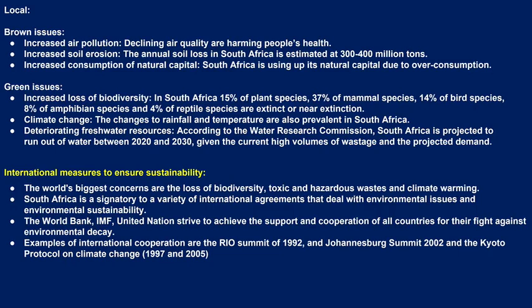International measures to ensure sustainability. The world's biggest concerns are the loss of biodiversity, toxic and hazardous waste, and climate warming. South Africa is a signatory to a variety of international agreements that deal with environmental issues and environmental sustainability. The World Bank, IMF, and United Nations strive to achieve the support and cooperation of all countries for their fight against environmental decay. Examples of international cooperation are the Rio Summit of 1992, the Johannesburg Summit of 2002, and the Kyoto Protocol on Climate Change of 1997 and 2005. And the Kyoto Protocol has now come to an end. It's not enforced any longer.